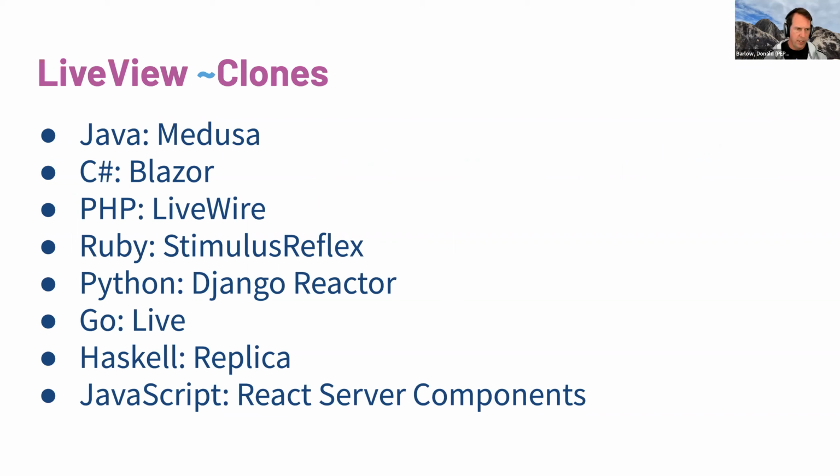The popularity of LiveView has issued some clones out there. So Java has Medusa. I'm not familiar with any of these, except for PHP Livewire, and a little bit on Stimulus Reflex. Haskell is a functional language and more of a process kind of model, so that has a similar thing. But as we'll get into, the power behind LiveView is not just the language.